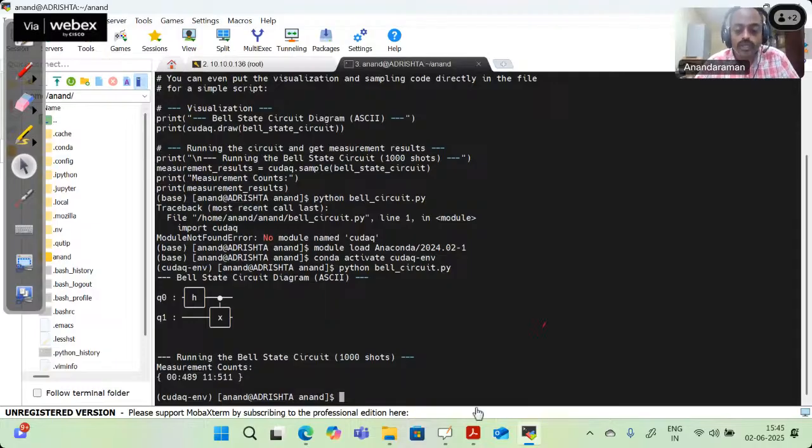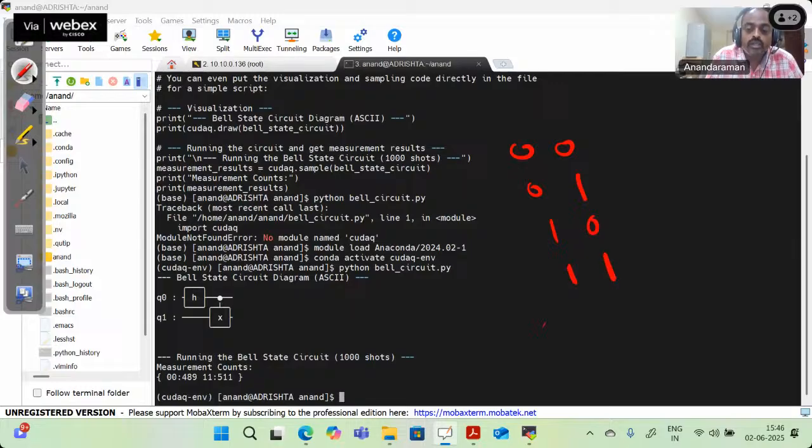So in 2 qubits we should get 00, 01, 10, 11. So 4 states we should get, but in fully entangled states we should get only 2 states, 00 and 11. Okay, 11 and 00. So we are getting 00 and 11.